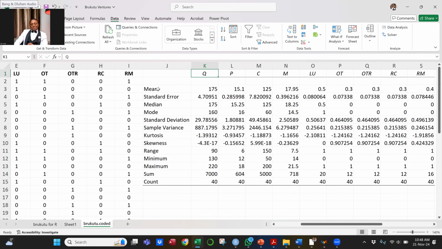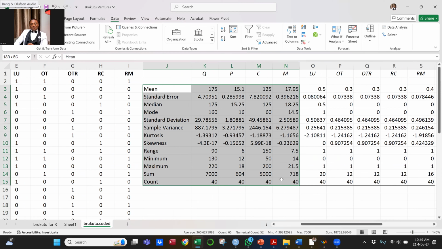So when you look at this column, you see that the mean for quantity is 175, the price is 15, this one is that, this one is that. These are the numerical variables. So they are the most important ones.